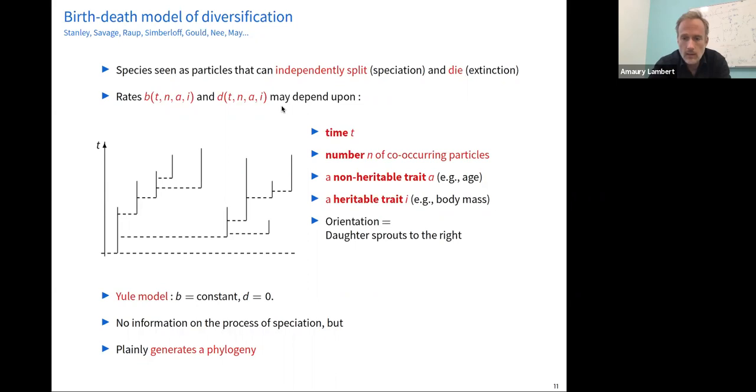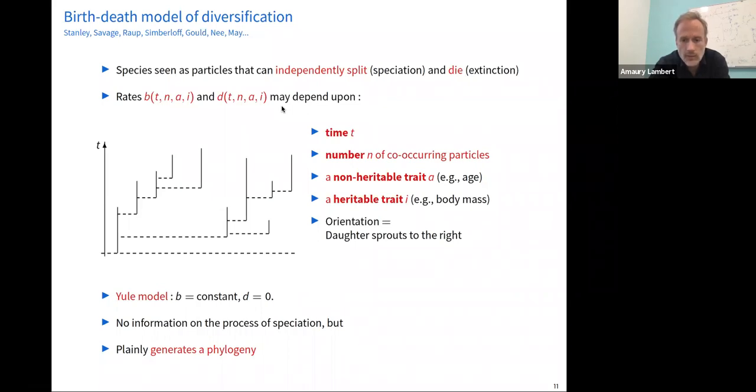A is a non-heritable trait, a trait whose value is drawn from a given distribution at each birth event, like age, which, as you know, is reset to 0 at each birth. I stands for a heritable trait. Typically, a trait is a phenotype, a physical feature of a species, like body mass. And as you can see on the left panel, the trees that we consider will be oriented, meaning that the daughter sprouts to the right of the mother, and time flows upwards.